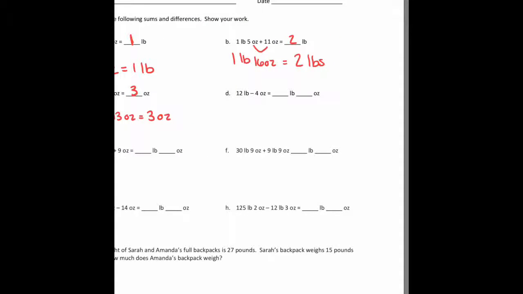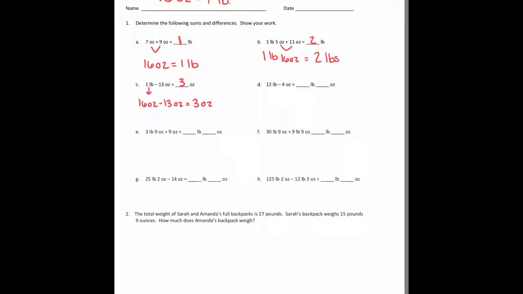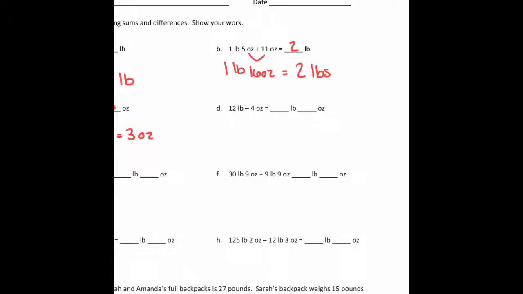On D, we have 12 pounds minus 4 ounces. Well, again, we've got to change some of those pounds to ounces, so I'm going to break up 12 pounds into 11 pounds and 16 ounces, which is the same thing as 12 pounds. And then subtract the 4 ounces. So I'll be left with 11 pounds and 12 ounces.